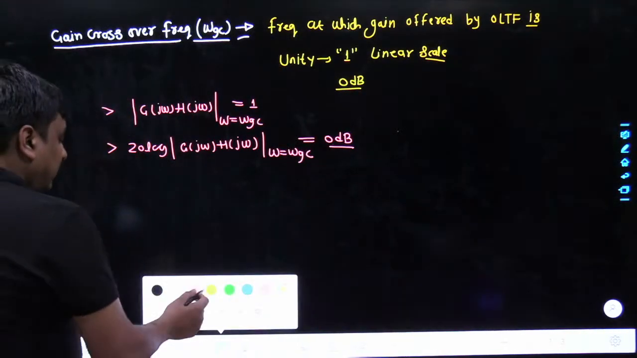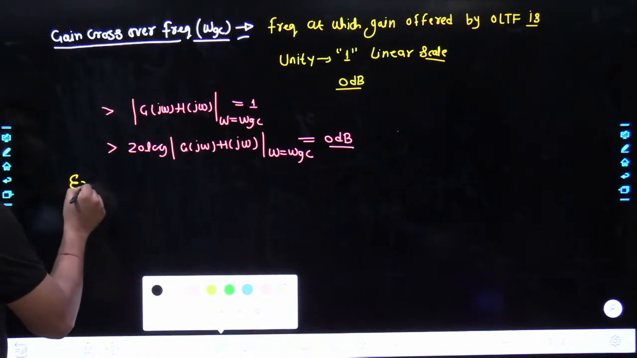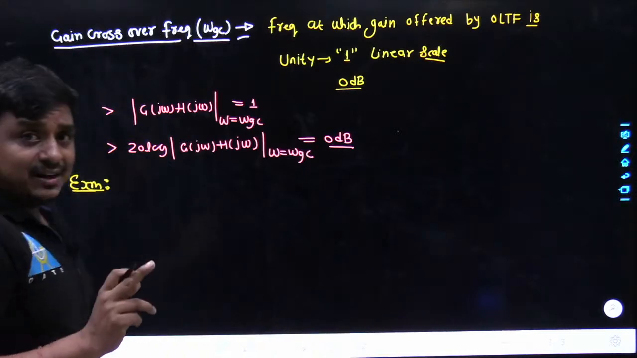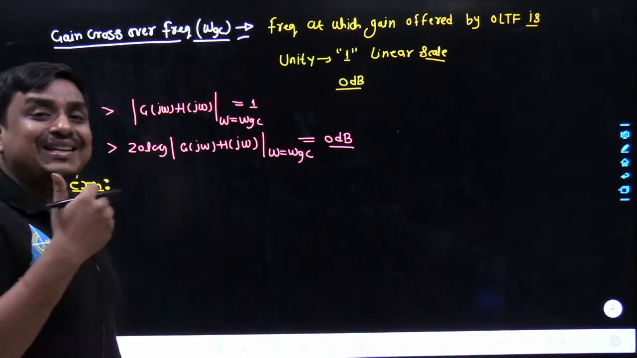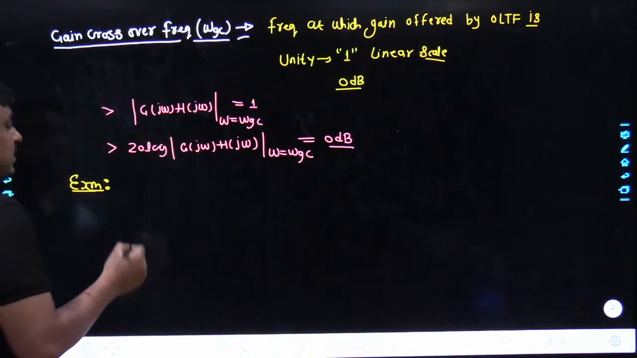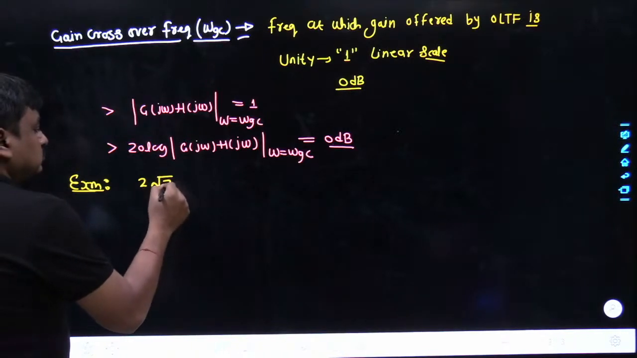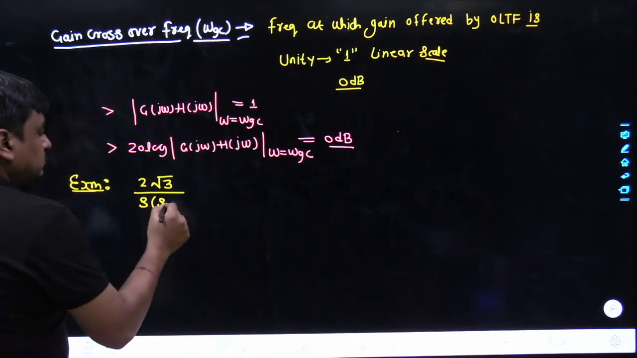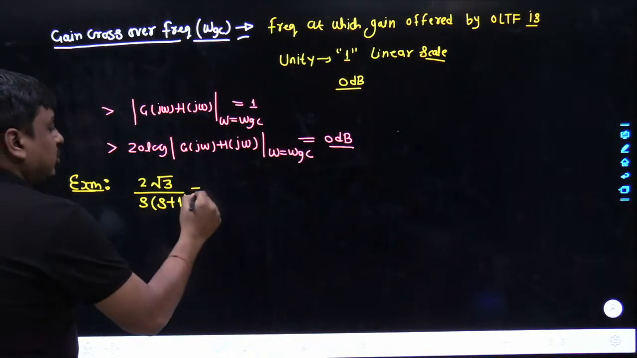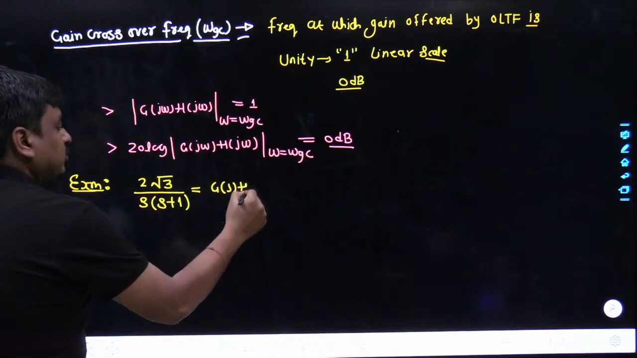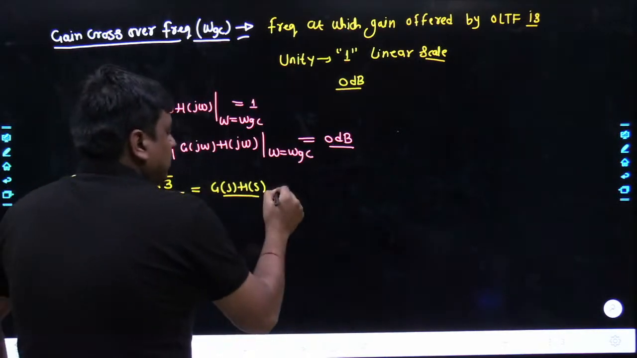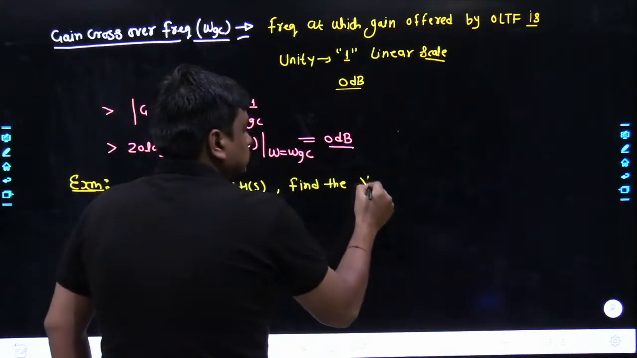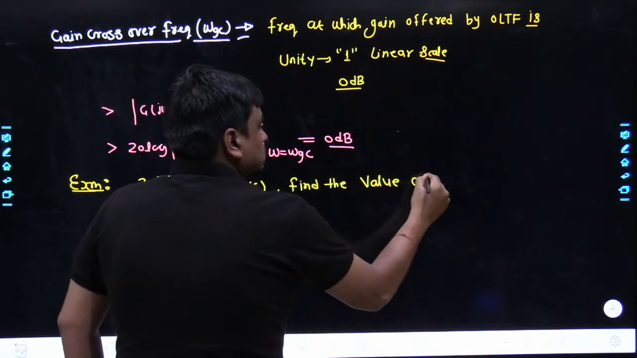So let me take an example. And as I have said, I would be explaining the concept of gain margin and phase margin in great detail. That is why I am going to take an example for each and every definition. Let's take here 2 root 3. This is what my OLTF is. Find the value of omega GC.